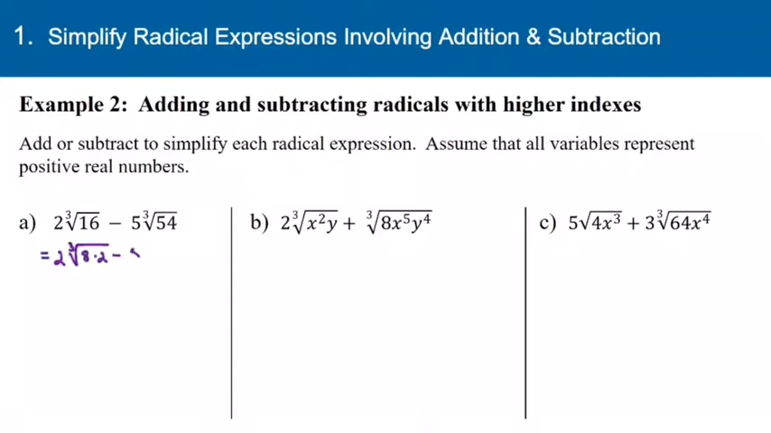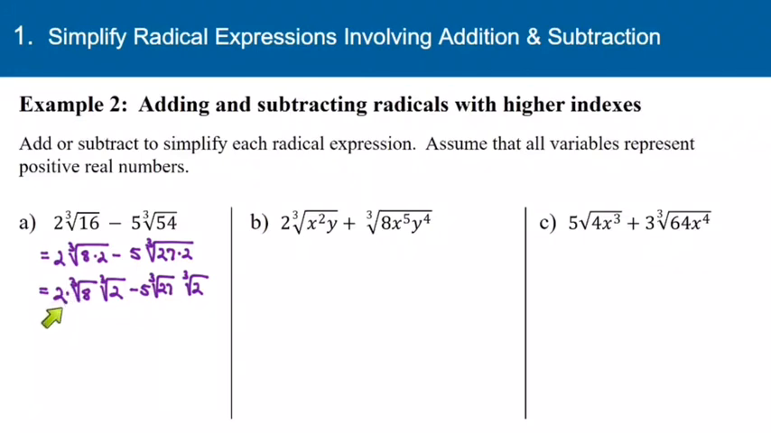Let's see what that looks like. Now we can use our product rule for radicals to separate these into two radicals and these into two radicals. So that's going to give us 2 times the cube root of 8 times the cube root of 2 minus 5 times the cube root of 27 times the cube root of 2. And now the reason we did that is so that we could simplify these perfect cubes. So now let's go ahead and do that.